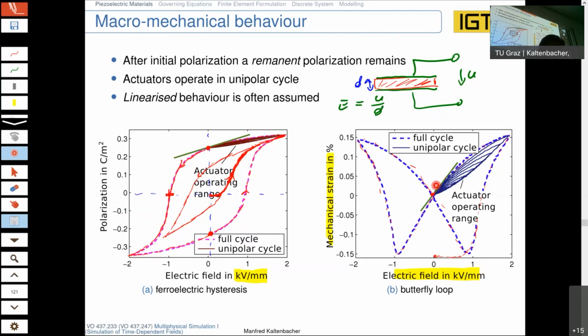Okay, so again here, if this is somewhere our remnant strain, and we take this linearization, we will have here our material parameter describing the slope. Then for a small excitation, that would be a good model. But as you can see here, if you look at this butterfly curve, we go totally different if the excitation is quite strong.